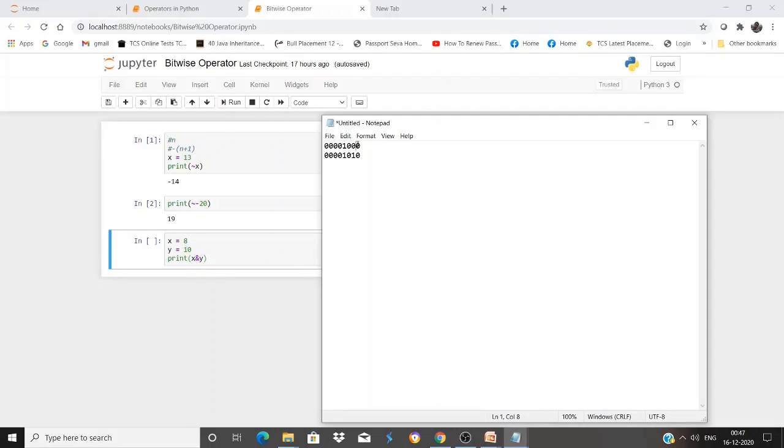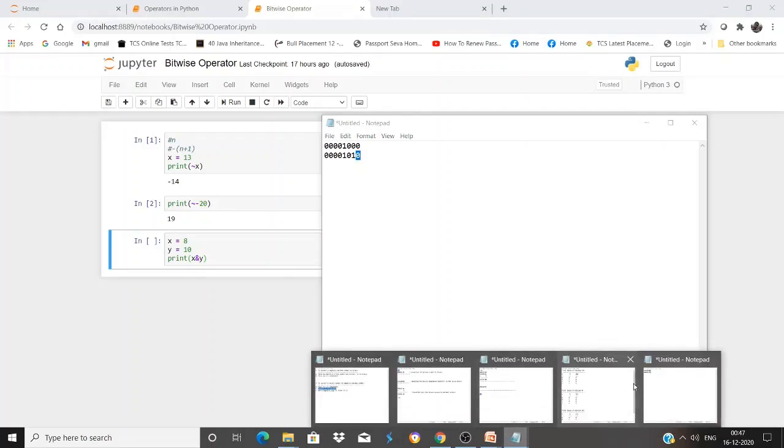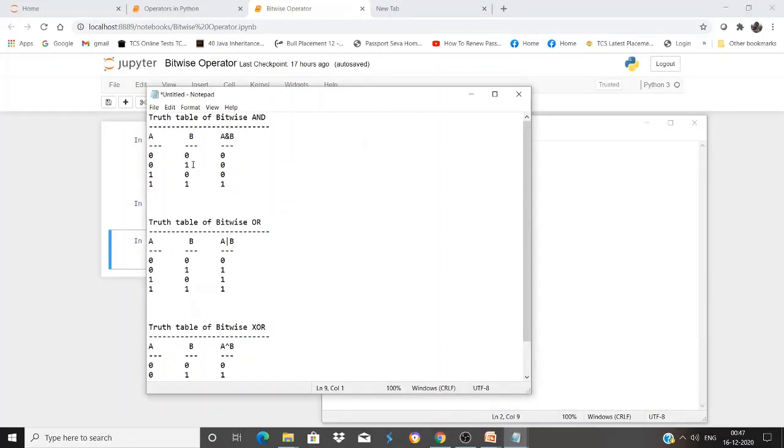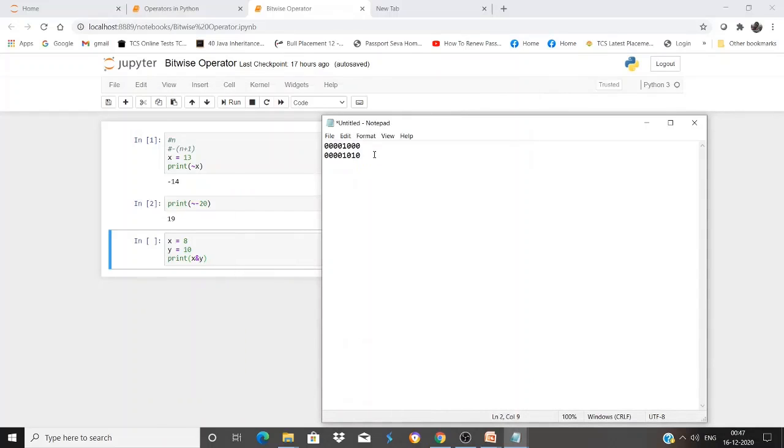Now if we perform the bitwise AND operation on these two binaries, for the rightmost bit, both bits are 0, right? If both bits are 0, what should be the output? According to the truth table, if both bits are 0, then the output should also be 0. So the rightmost bit of the output will be 0. Now we switch to the second bit. For the second bit, we have a 0 and a 1. If either of the bits is 0, then as we have said, the output will also be 0.